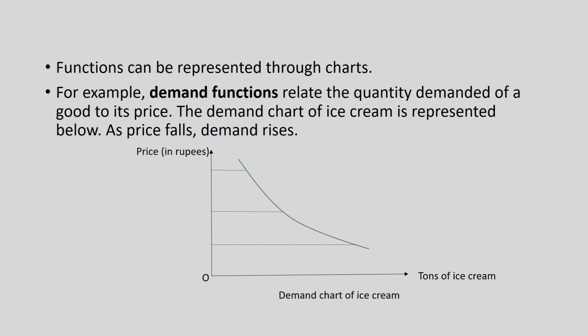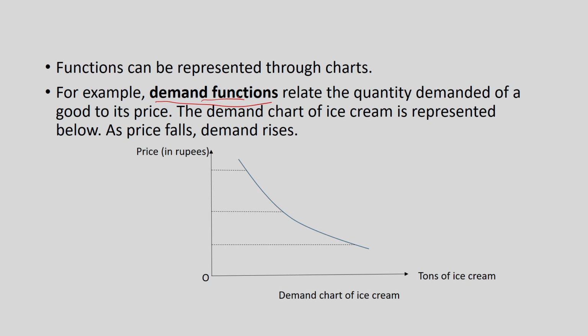So, if I take an example from economics, here is an example which is called a demand function, right. So, what are demand functions? Demand functions relate the quantity demanded of a good to its price. So, quantity demanded is a function of the price of the same good. By price, what I mean is the price per unit.